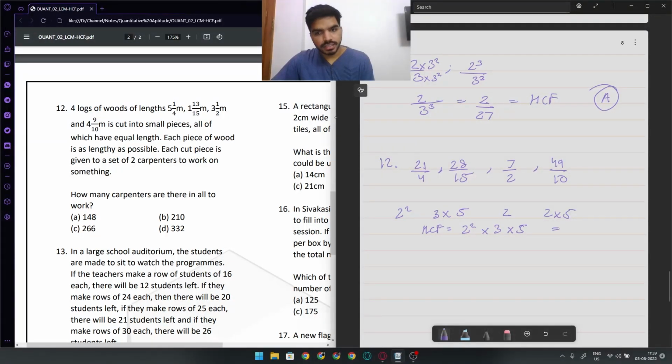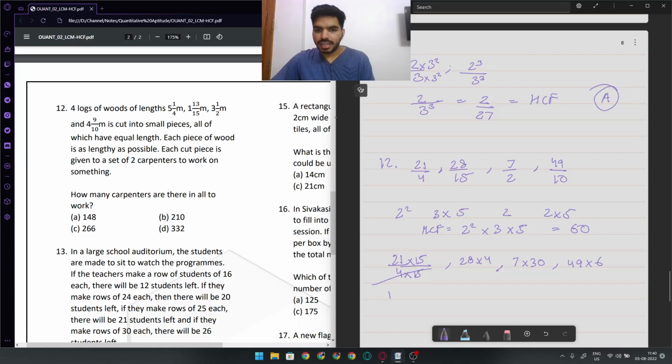Again, 60. Take everyone to 60. That means 21 already has it. You have to make it 60, that means multiply by 15. So 21 into 15, comma. For 15 you multiply it by 4, so 28 into 4, comma. For 7, you have to make it 60, so 210, or write it as 7 into 30 only. And this is 49 into 6.